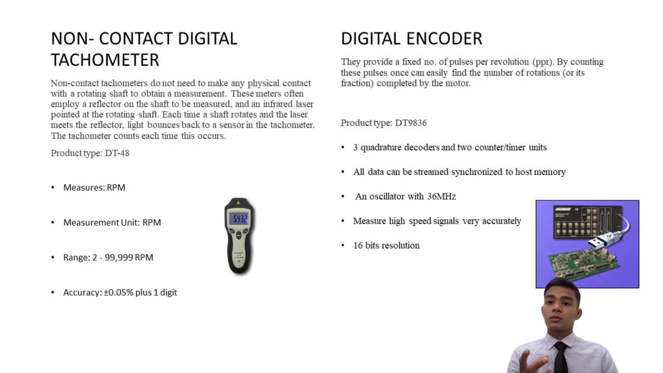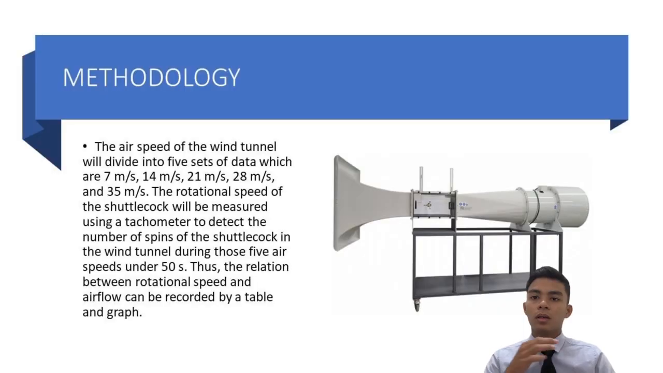3 quadrature decoder and 2 counter or timer units. All data can be streamed synchronized to the host memory. An oscillator with 36 MHz measures high-speed signal very accurately, and it has 16 bits resolution.